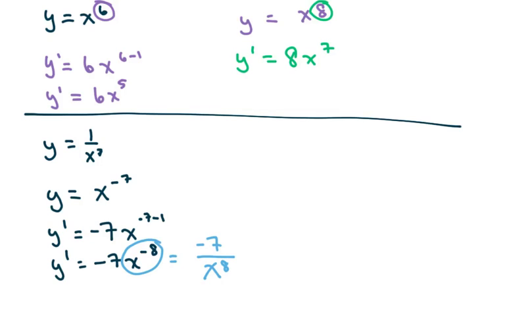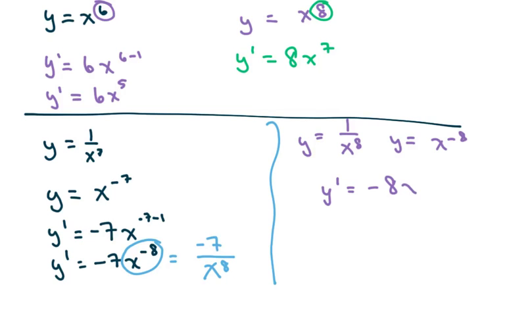And another similar one would be y equals 1 over x to the 8th. So you rewrite it. So the derivative is just going to be negative 8x to the negative 8 minus 1, which equals negative 8 x to the negative 9, which equals negative 8 over x to the 9th. After a while, you can just kind of do these. All right, now let's do some with roots.